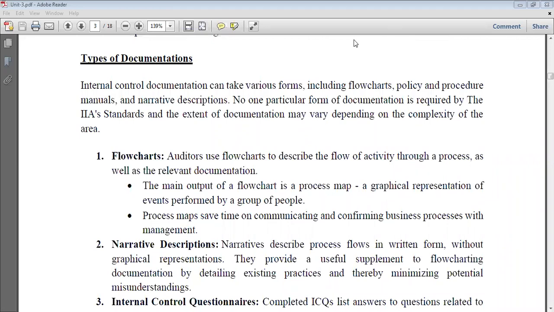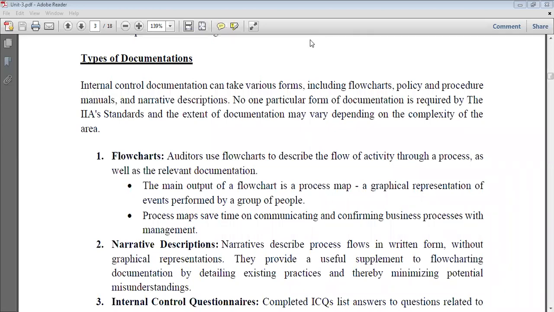Previous video I already uploaded on the internal control system. So now let us discuss one more concept: types of documentation in the internal control system.